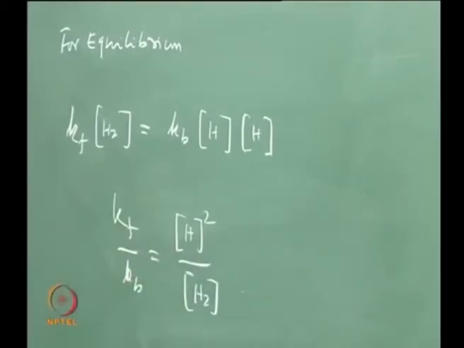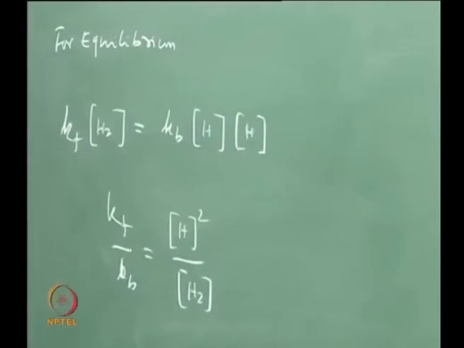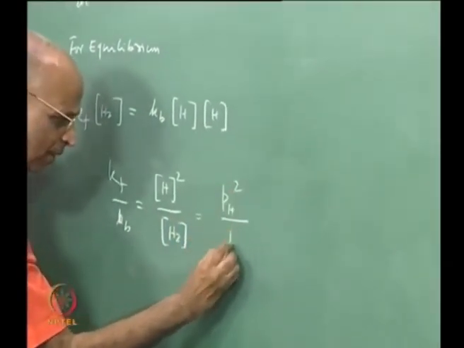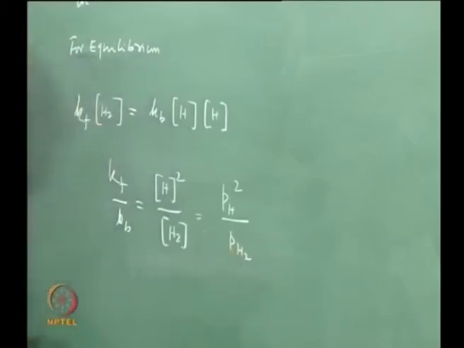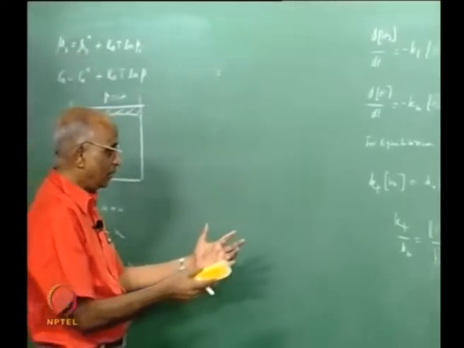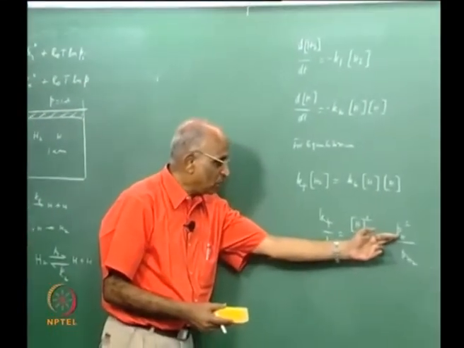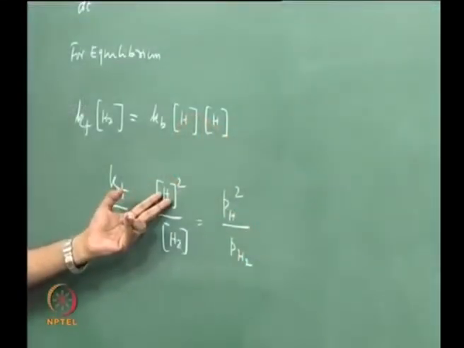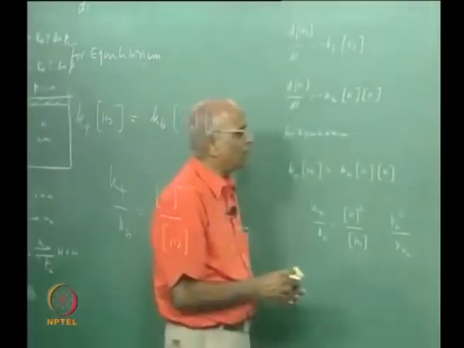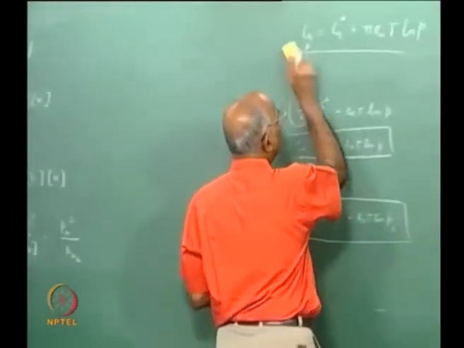And for a particular reaction, instead of writing concentration, I can also write it in terms of partial pressure of hydrogen squared divided by the partial pressure of hydrogen, because the concentration of H atom is going to be proportional to the concentration over here, because it is a given volume, and in a given volume at a given temperature, how is partial pressure defined? Let us put that down again.